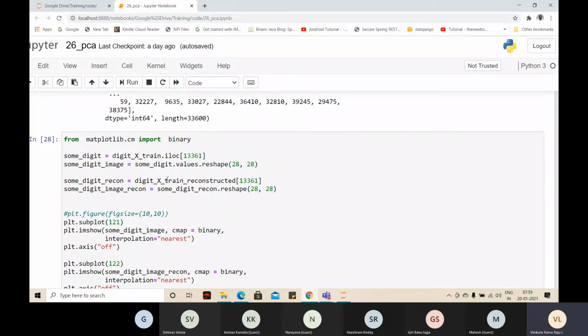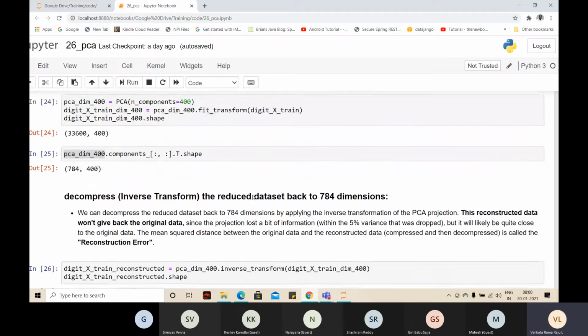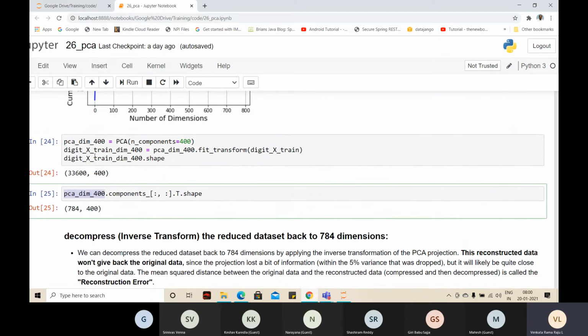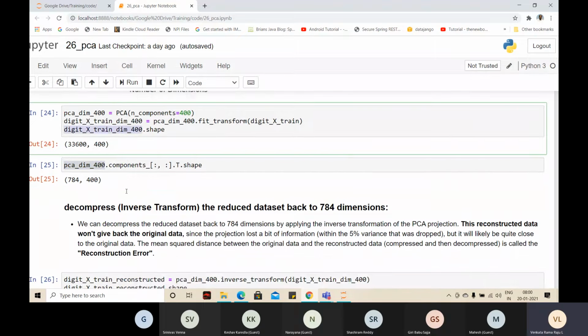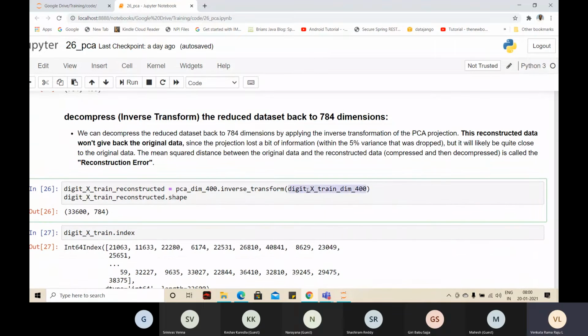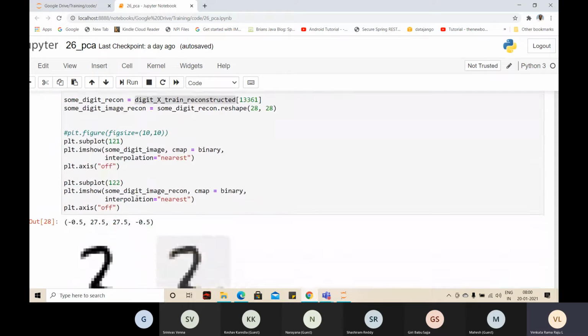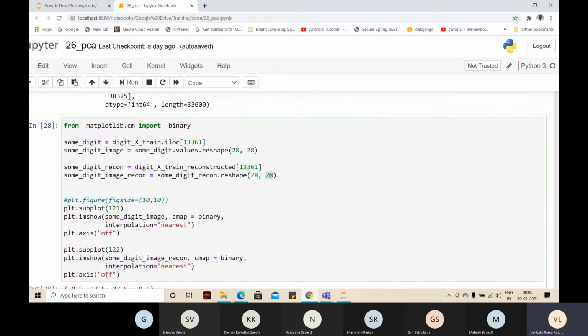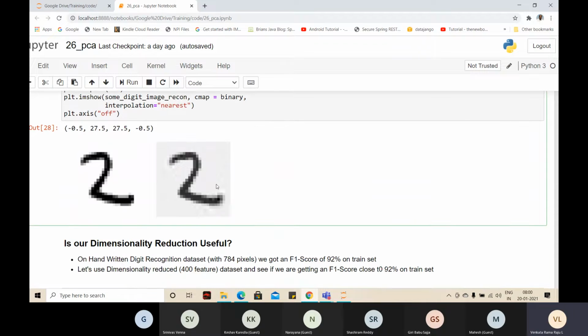If you look at this here, I've taken an index 13,361, some digit. I reshaped it to 28 by 28, and then I took the same index from the reconstructed data. This is the PCA applied data, and then using that same PCA applied data, we reconstructed the original data. Both have 784 pixels, so I can convert both of them to 28 by 28 and print the image. See this, the reconstructed image is like this.